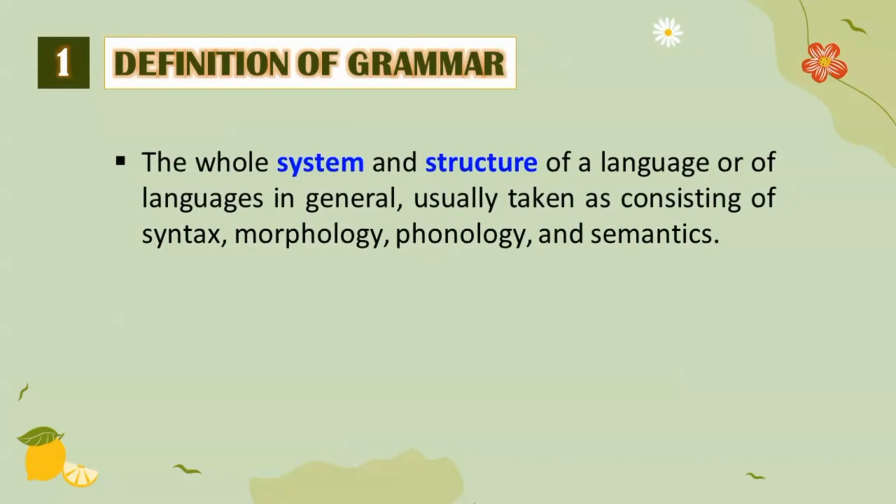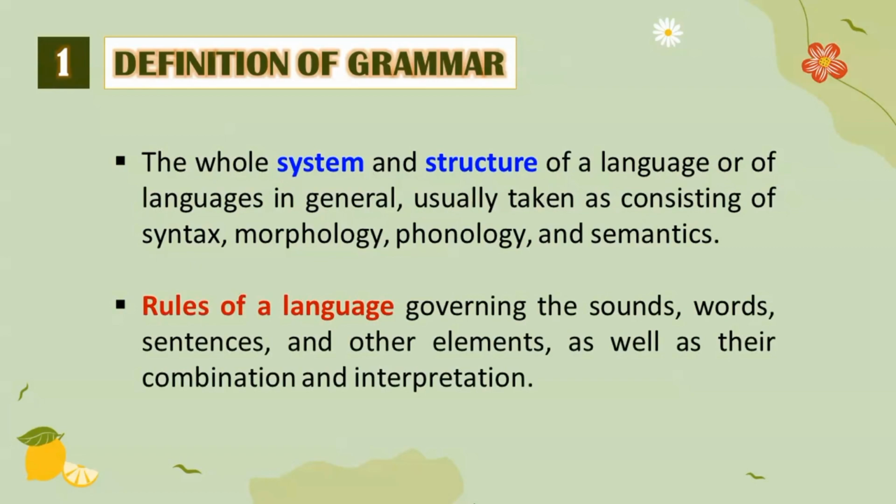So, grammar is the whole system and structure of language or of languages in general, usually taken as consisting of syntax, morphology, phonology, and semantics. Grammar is the rules of a language governing the sounds, words, sentences, and other elements, as well as their combination and interpretation.